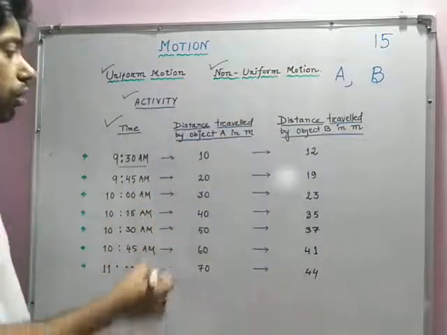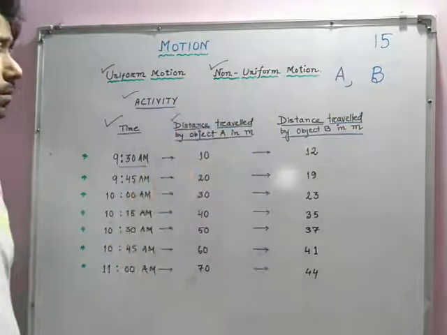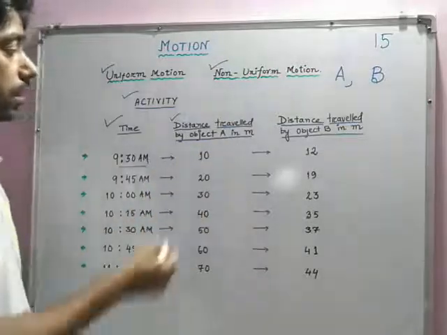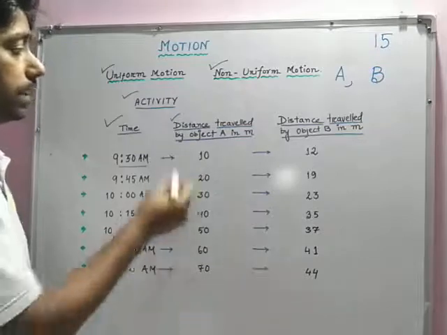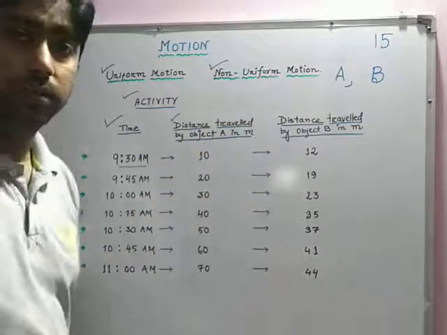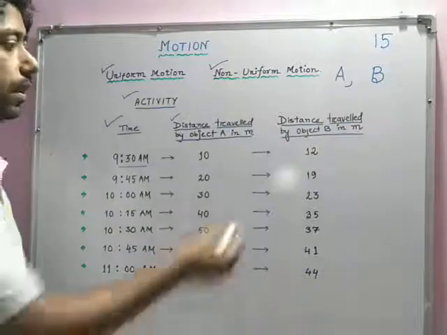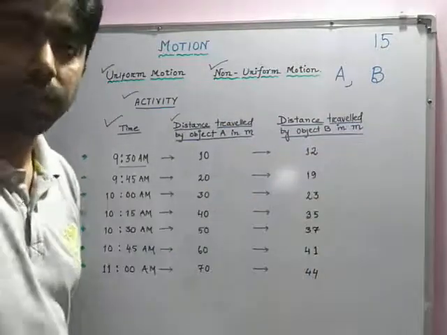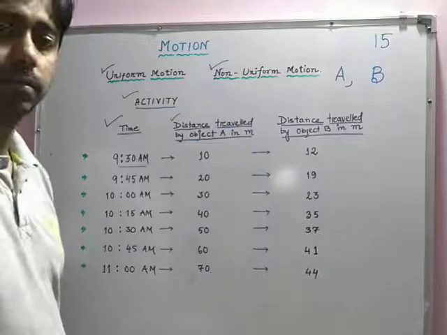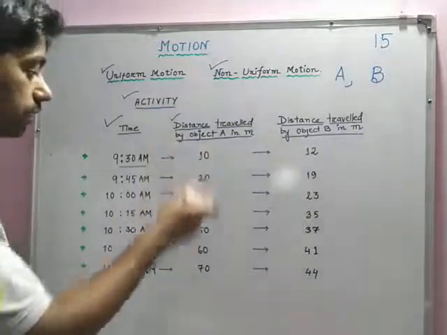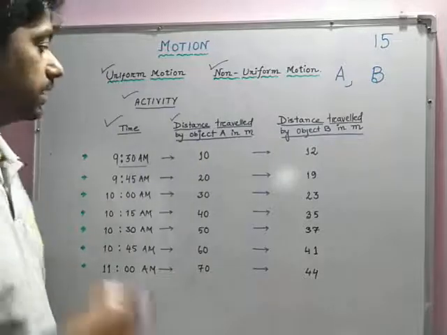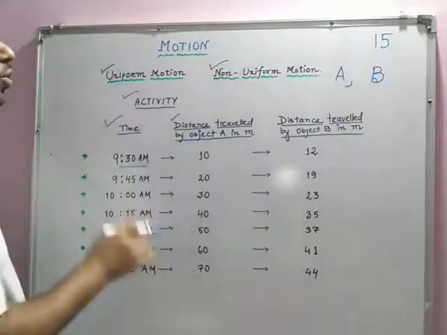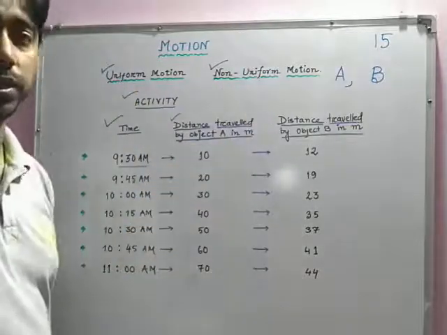In the second column, we have the distance traveled by object A in meters. In the third column, we have the distance traveled by object B, which is again in meters. So we will slowly study each of this set of data, and then we will try to understand what is uniform motion and what is non-uniform motion.